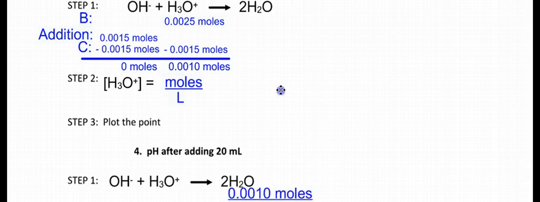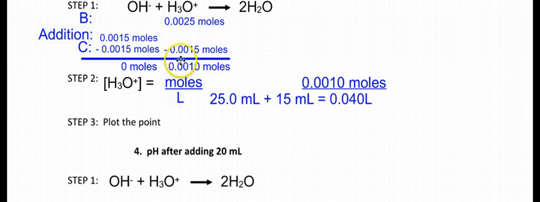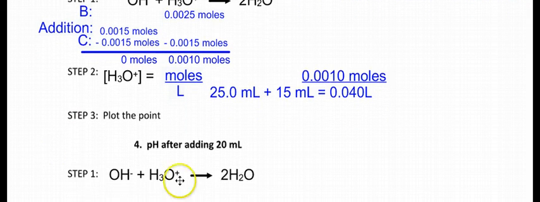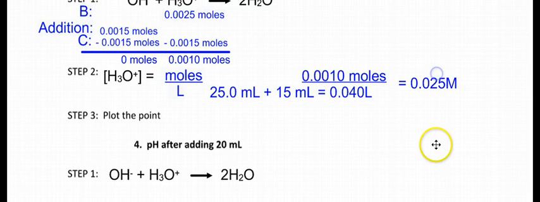We have 0.0010 moles. Again, that's this number right here. That's how many moles of acid we have. But notice my volume keeps changing. My volume keeps getting bigger. So I had to add the 15 mL that I added right here. So there's my 15 mL. Add that. I get 40 mL, and convert that to liters. I do the math, and there's my molarity.